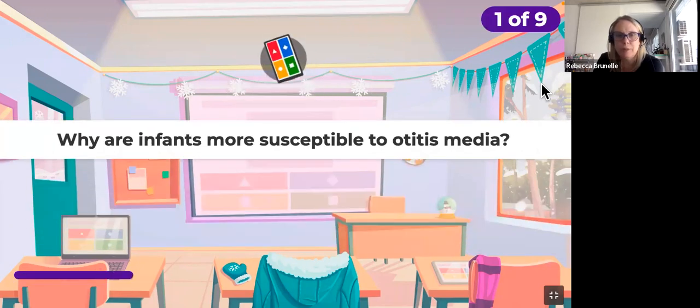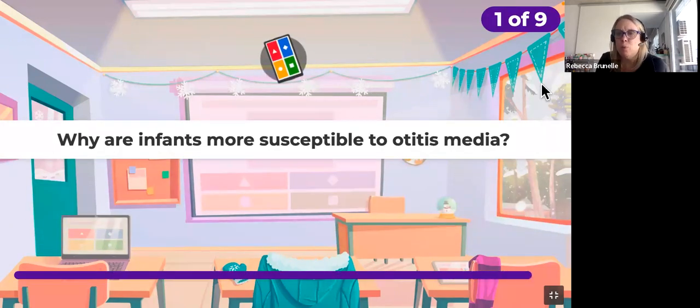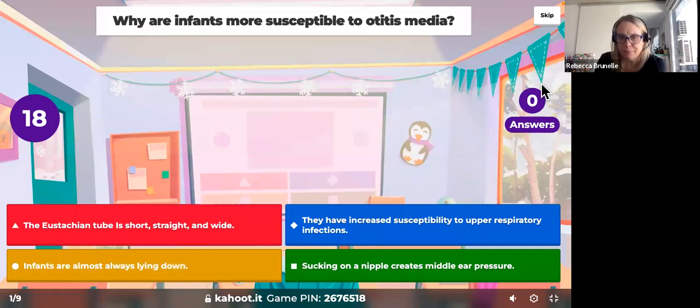Okay, first one. Why are infants more susceptible to otitis media? The eustachian tube is short, straight, and wide. They're always lying down. They have increased susceptibility because of upper respiratory infections, or sucking on a nipple creates middle ear pressure.